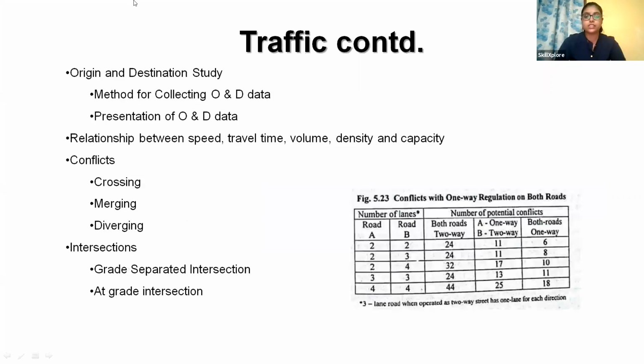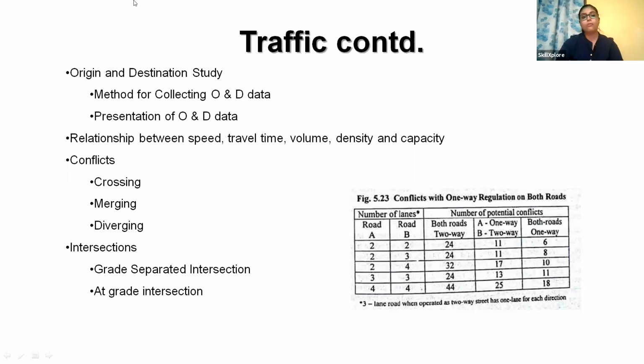Then origin and destination study. Why are we studying origin and destination? We have to find out the expected traffic there. Then what are the methods used for collecting this origin and destination data? Then how can we present this data? We normally present the origin and destination data by plotting desire lines. That is, according to the number of traffic, we plot lines between our starting point and end point. If the number of traffic is increasing, the thickness of the desire lines will be more. So that is one method for presenting the origin and destination data. Then the relationship between speed, travel time, volume, density, and capacity, as we have already mentioned, will be there.